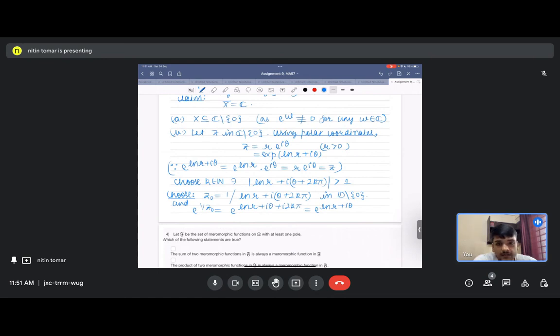Is this correct? Up until now, everything is clear. Now, what is this? Okay, let me just write one more so that it's clear. And it is nothing but e power ln r plus iota theta, which is z only, right?